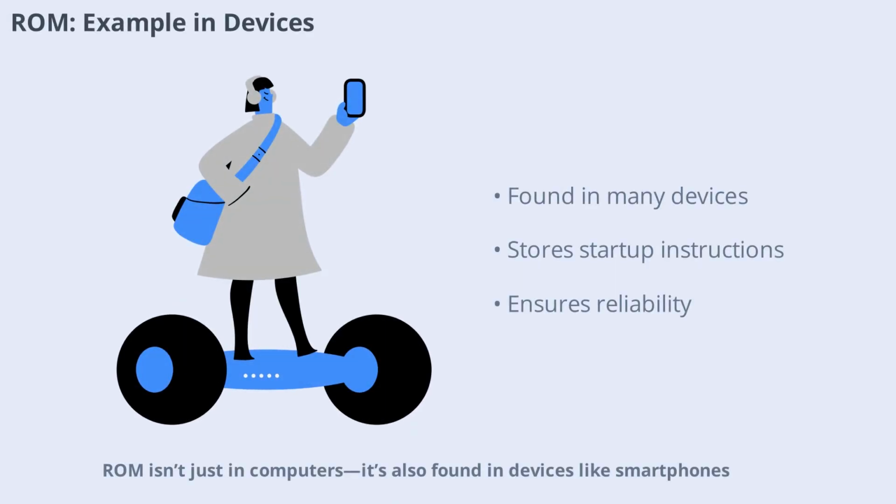ROM isn't just in computers, it's also found in devices like smartphones, printers, and even washing machines. In all these devices, ROM stores the instructions needed to start up and operate correctly, ensuring reliable performance every time.